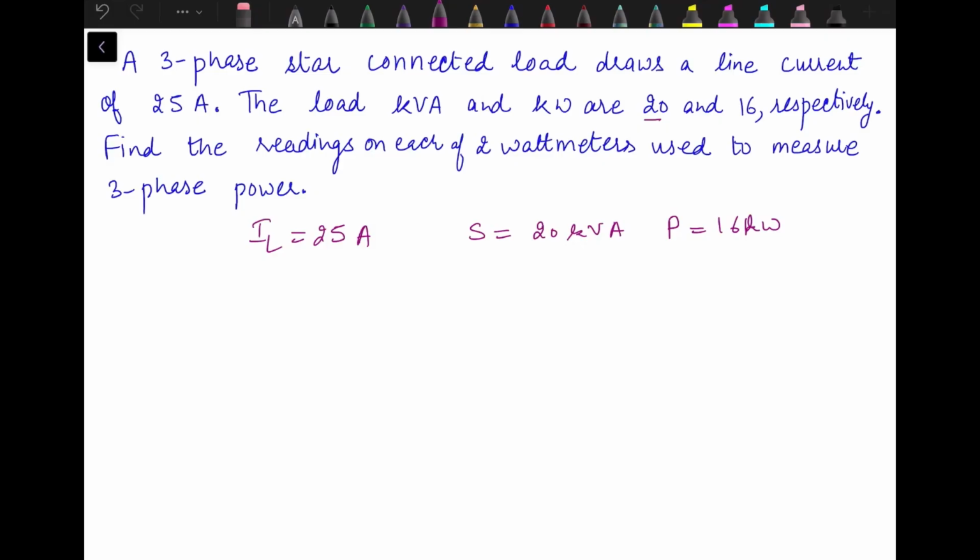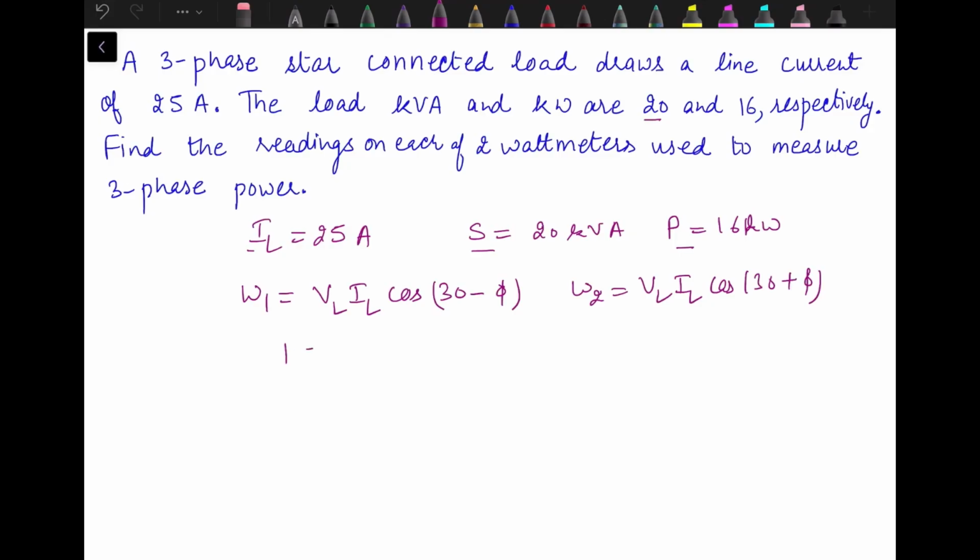Now how to calculate W1 and W2? For W1, VL IL cos(30 minus phi). W2 is VL IL cos(30 plus phi). Only IL is known to us. Then we have apparent power and active power. From these we can calculate cos phi, since P is equal to S into cos phi. So cos phi is P upon S, 16 by 20, which is 0.8.